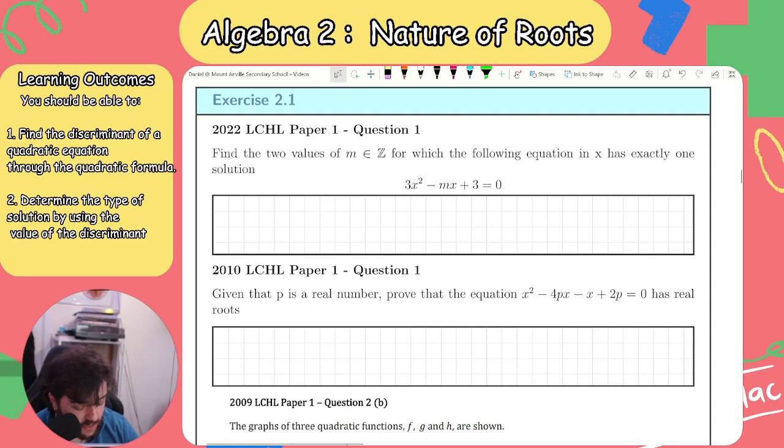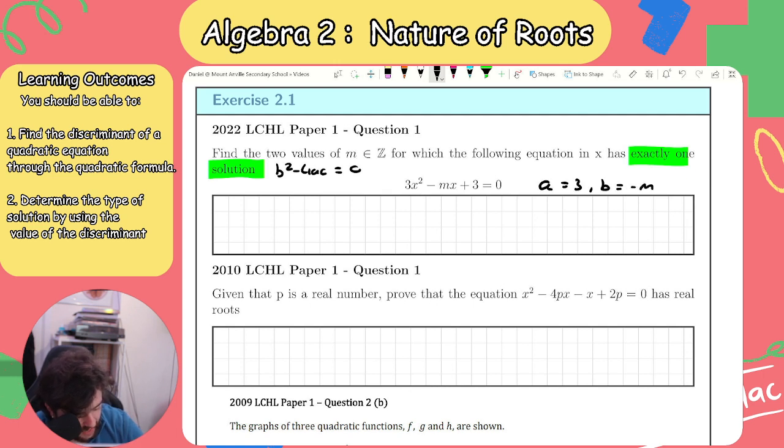So this is from the 2022 Leaving Cert paper, paper 1, question 1. Find two values of m, elements of the integers, for which the following equation in x has exactly one solution. So exactly one solution, i.e. equal roots. So b squared minus 4ac equals 0. So let's sub it in. So a is equal to 3, b is equal to minus m, and then c is equal to 3.